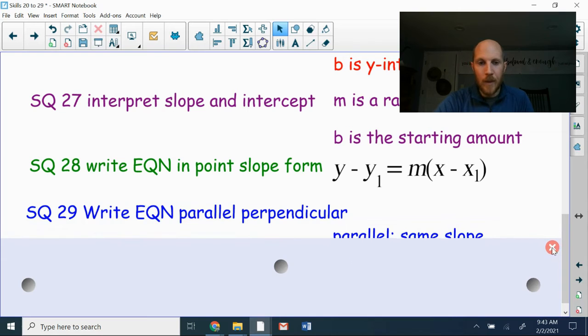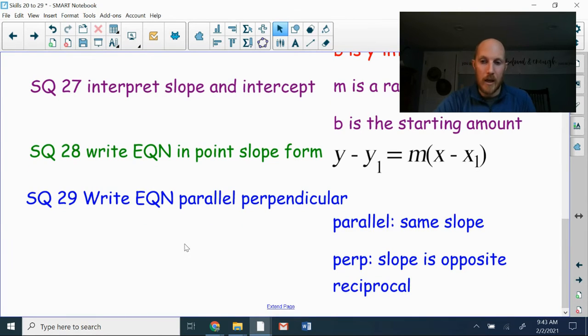And then lastly, writing equations that are parallel and perpendicular. And we always wrote our equations using point slope form. You don't have to do that. I mean, there are other options. You could use slope intercept form, or you can use standard form, although we've not learned about writing equations in standard form, but you could.